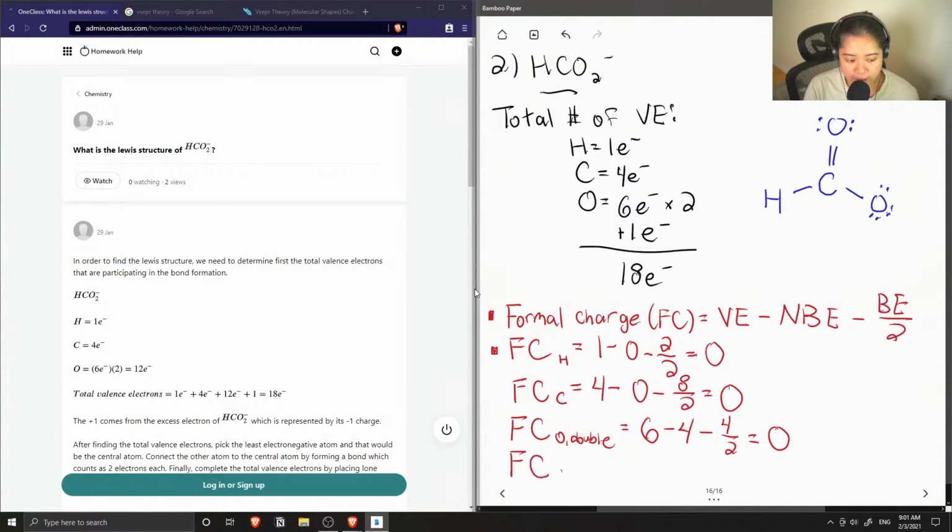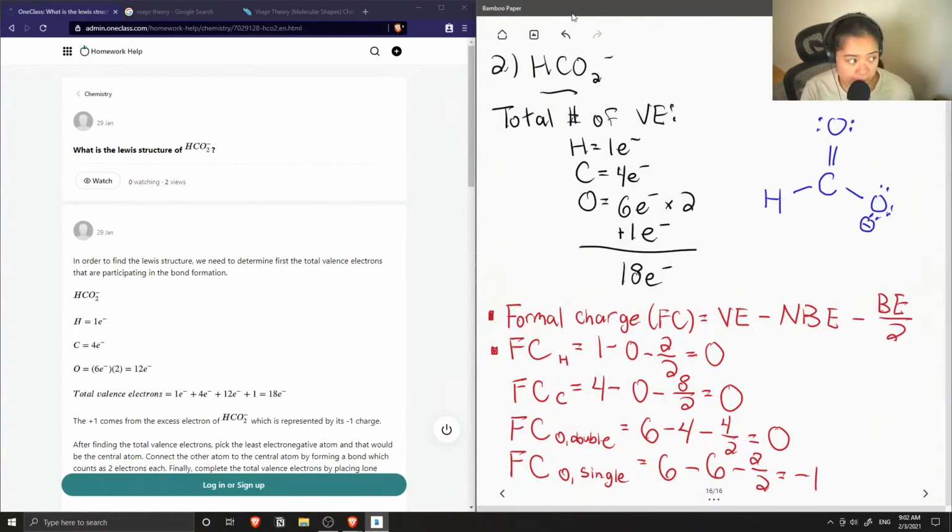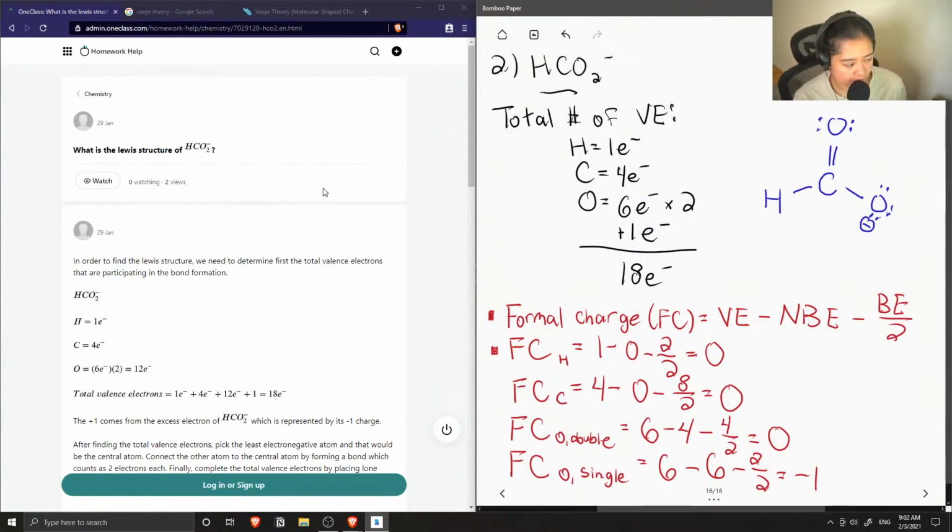So lastly, let's calculate the formal charge of the single bonded oxygen. There are 6 valence electrons and 6 non-bonding electrons. And since there's a single bond, we have 2 bonding electrons divided by 2. So our single bonded oxygen will carry the negative charge. Okay, so now we have our Lewis structure for this ion.